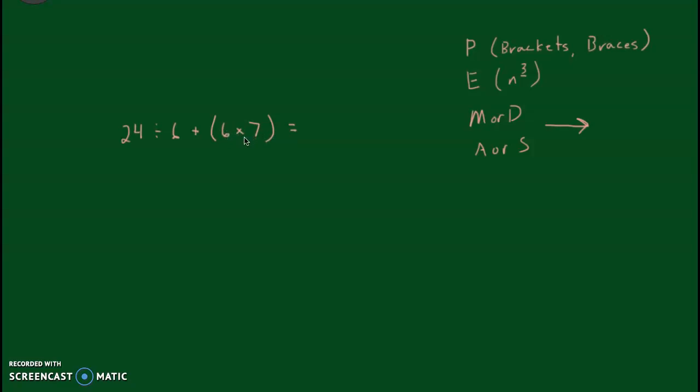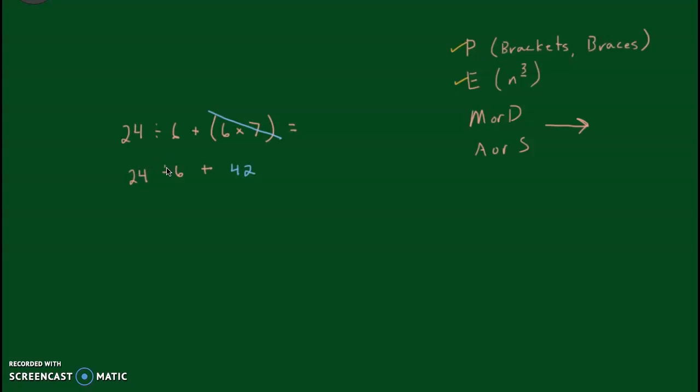Starting with that, 6 times 7 is 42. So I'm done with that part. Now I'm going to look to see if there's anything else, any other brackets or braces or parentheses. There isn't. So I'm going to bring down the rest of the problem: 24 divided by 6 plus 42. I've got my parentheses done. There aren't any exponents. So I'm going to look for multiplication or division, and I'm going to look from left to right.